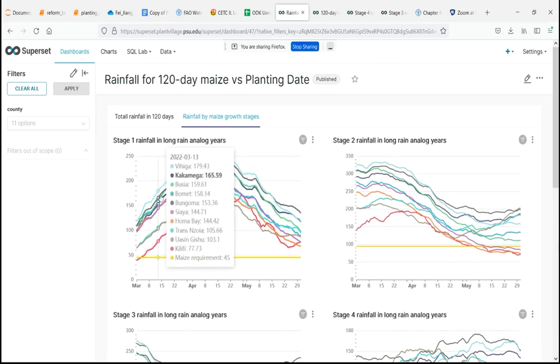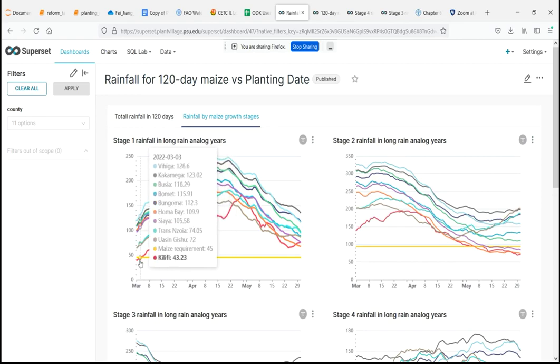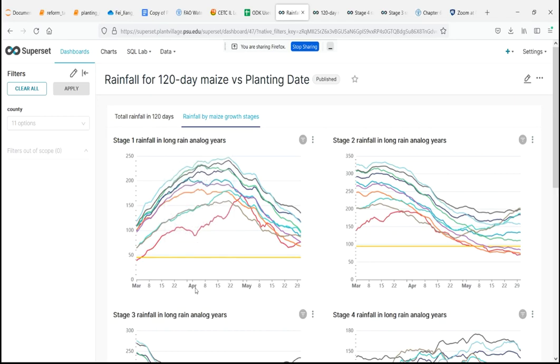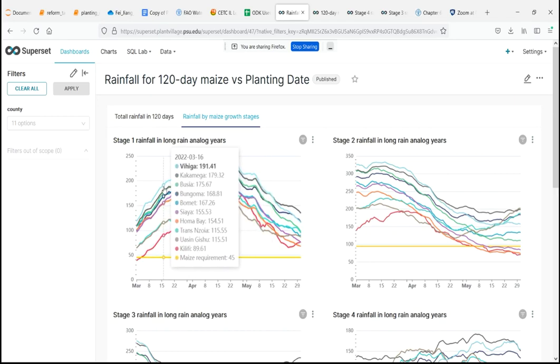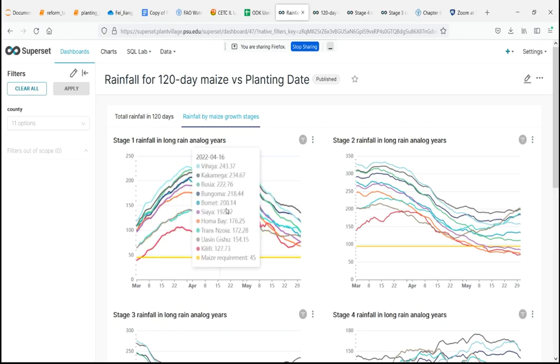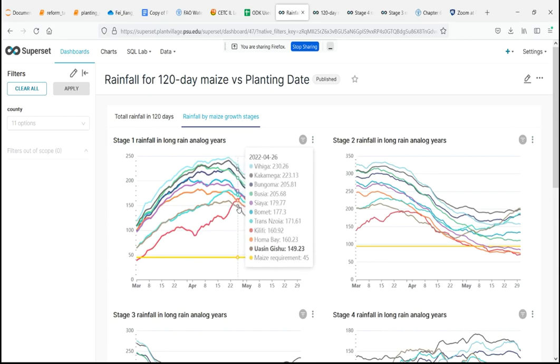The colors mean different counties. Here we have 10 counties. And you may notice there is another constant-valued horizontal line, which shows you the water requirement by maize in this stage. As you choose different planting dates, you can see that the water you receive in this stage will be changing, which is expected.